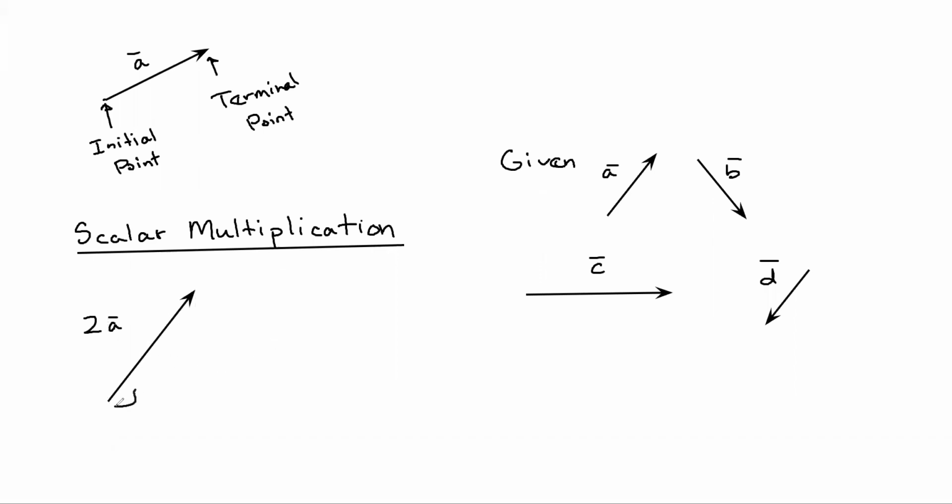So we've got vector A there twice. But another way to think about it is that 2A is going to have the same direction as A, but be twice as long. Those are the same idea. So that's how we calculate scalar multiplication.